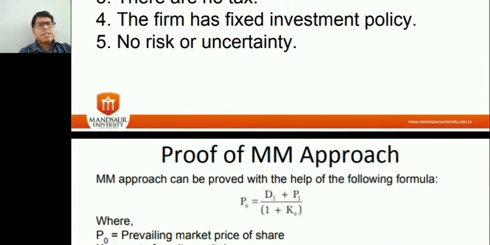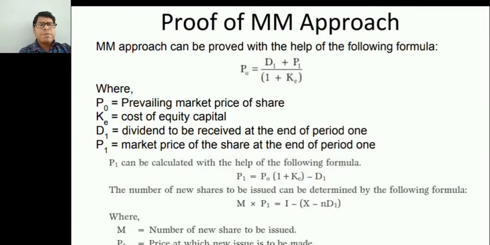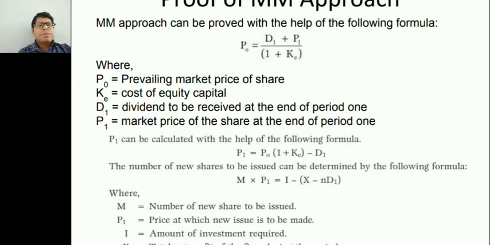So on the basis of these assumptions, the approach says it can be proved with the formula: P0, the prevailing market price of the share, equals D1, the dividend to be received, plus P1, the market price of the share at the end of the period, divided by 1 plus Ke. Here Ke is the cost of equity capital, right? Now P1 is calculated as P1 equals P0 times (1 plus Ke), that is cost of capital, minus the dividend to be received at the end of the period.